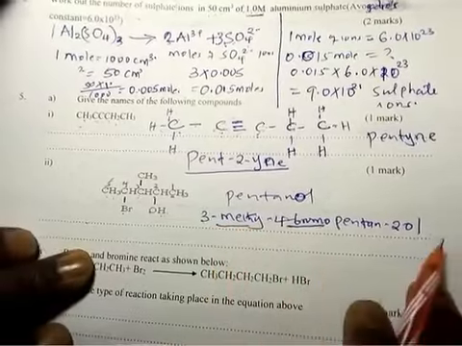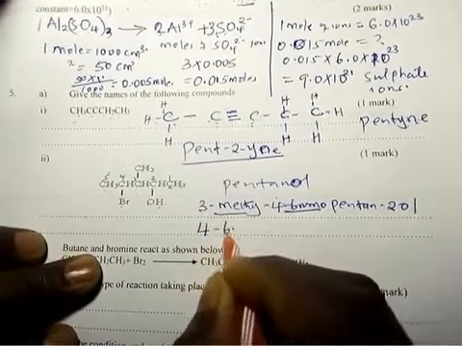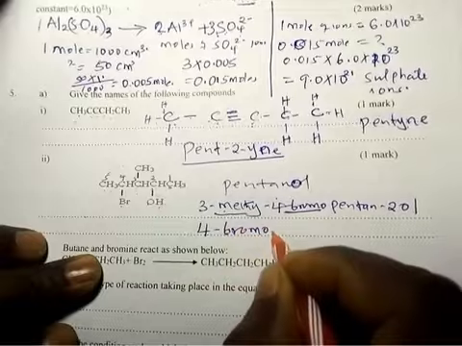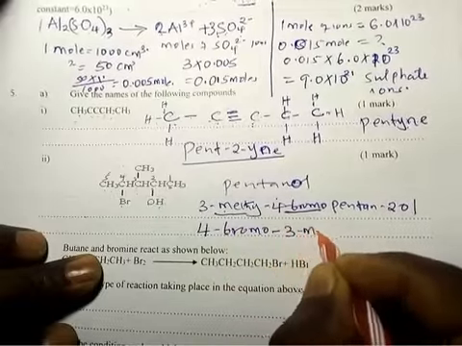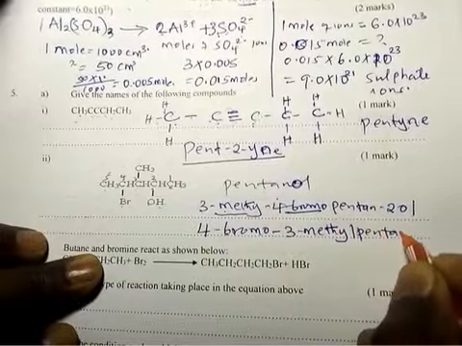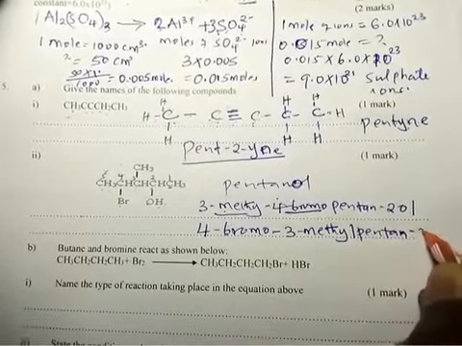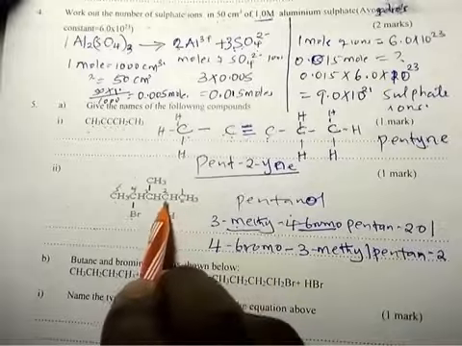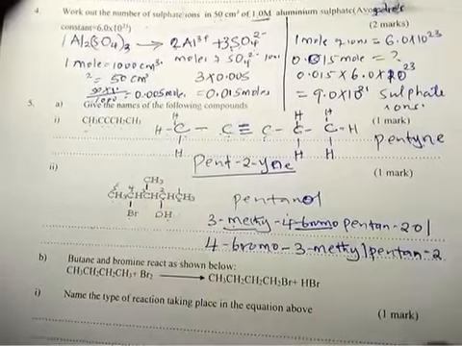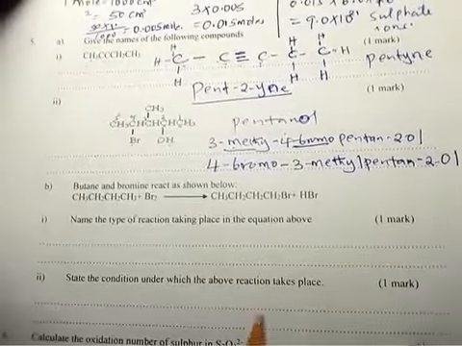Okay? So the correct way is to use alphabetical order. We will start with 4 bromo. B comes before M. So bromo, 3 methyl, pentan, 2, which is for the position where the functional group is, carbon number 2. Pentan-2-ol.